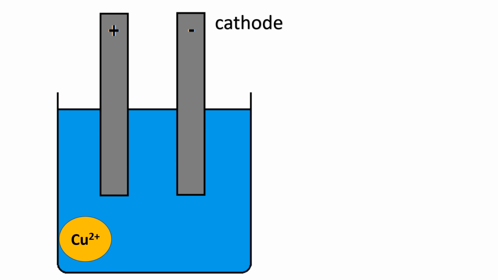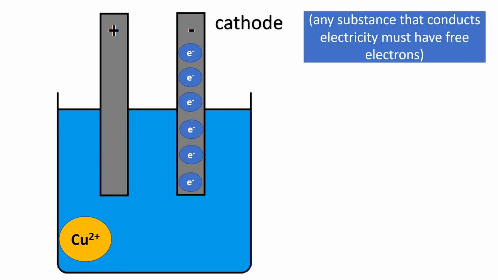Okay, so redox reactions, reduction and oxidation. We're going to get both, but we need to know why. So let's have a look. Let's start at the cathode. We need to remember that anything that conducts electricity will have free electrons, because that's why they conduct electricity.